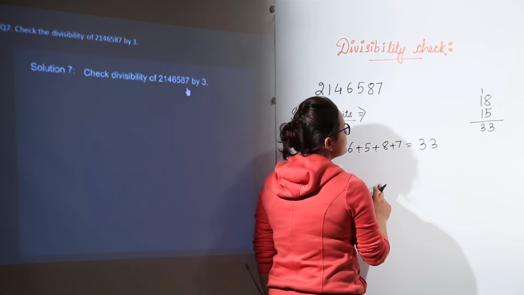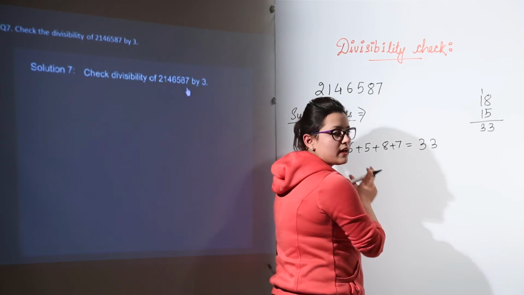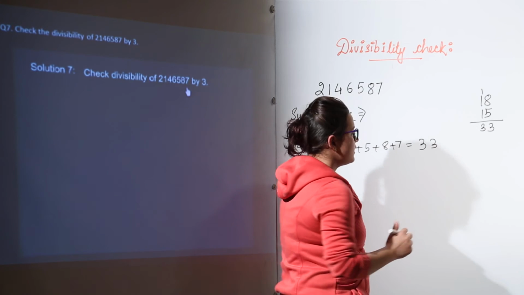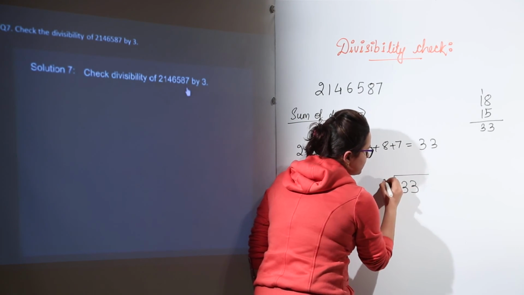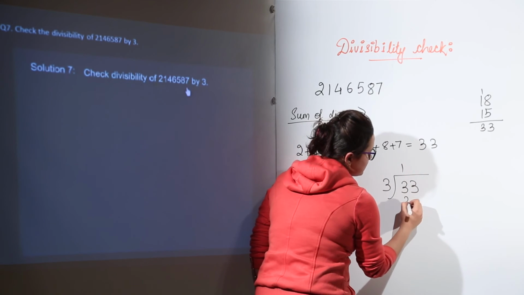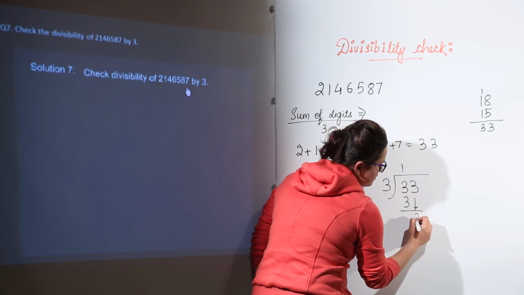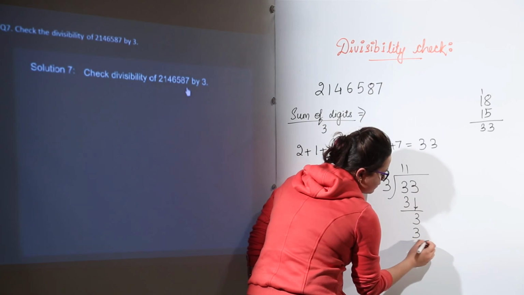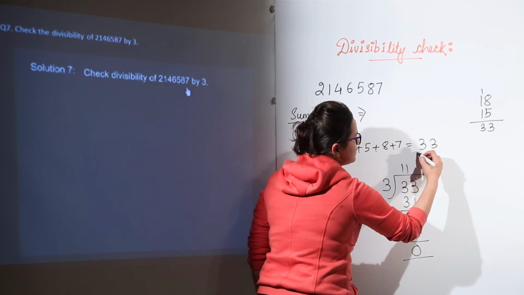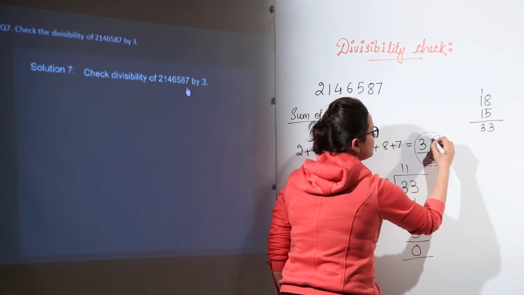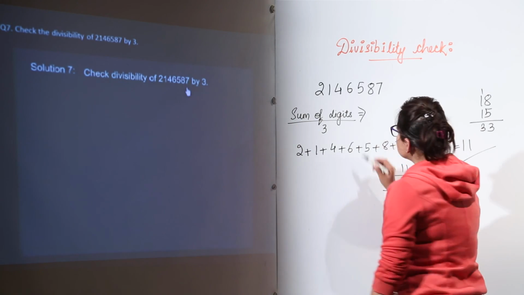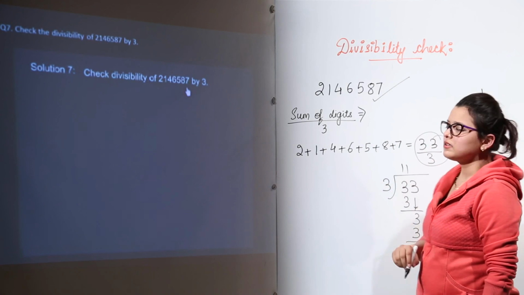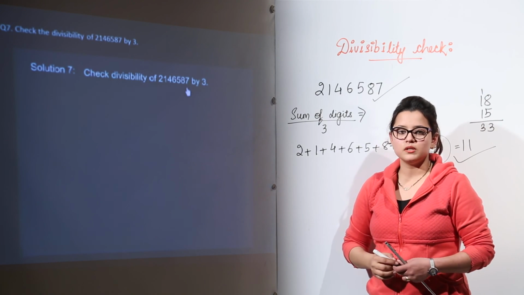If 33 is divisible by 3, we can say that this number is also divisible by 3. Let us check for the divisibility. Now 33 is divided by 3. 3 ones are 3. Next number, again 3 ones are 3. That means 33 is completely divisible by 3, giving you the quotient 11. That means this number is also divisible by 3. So you can check your divisibility like this.